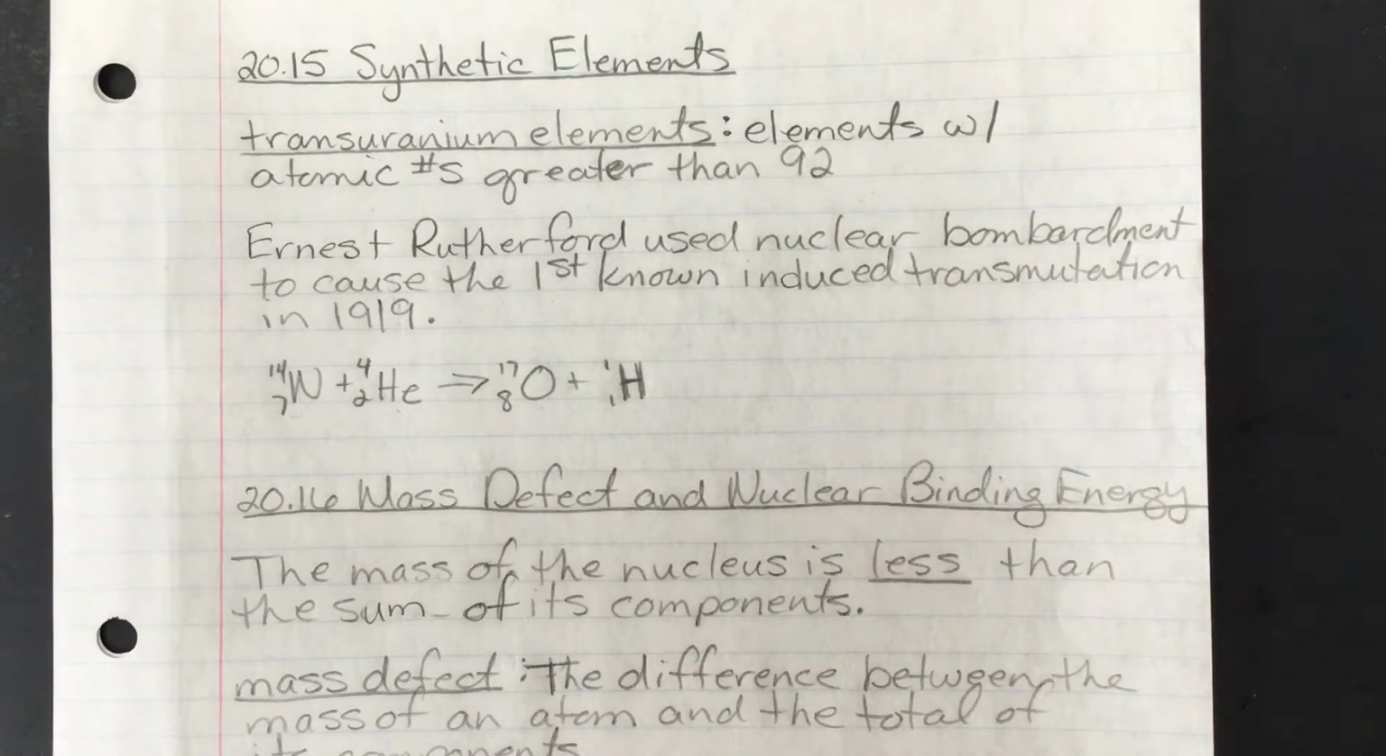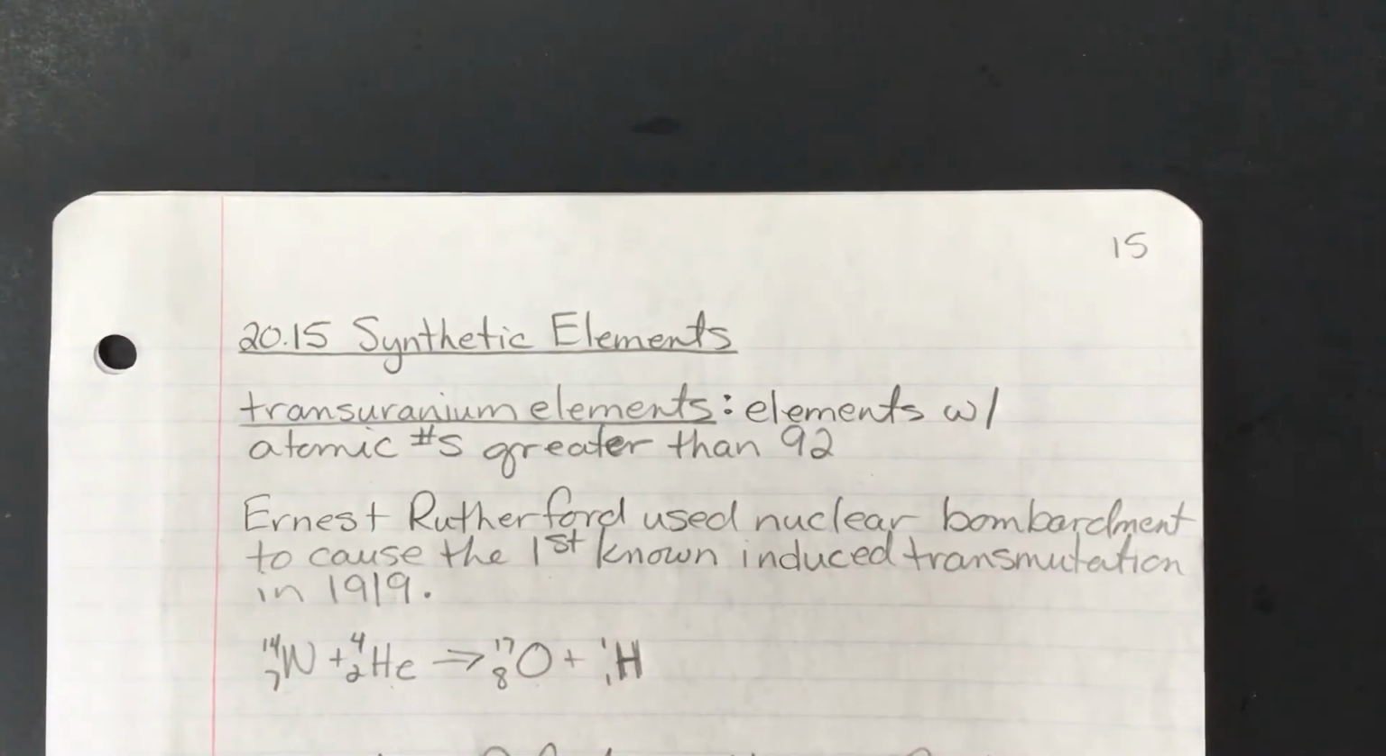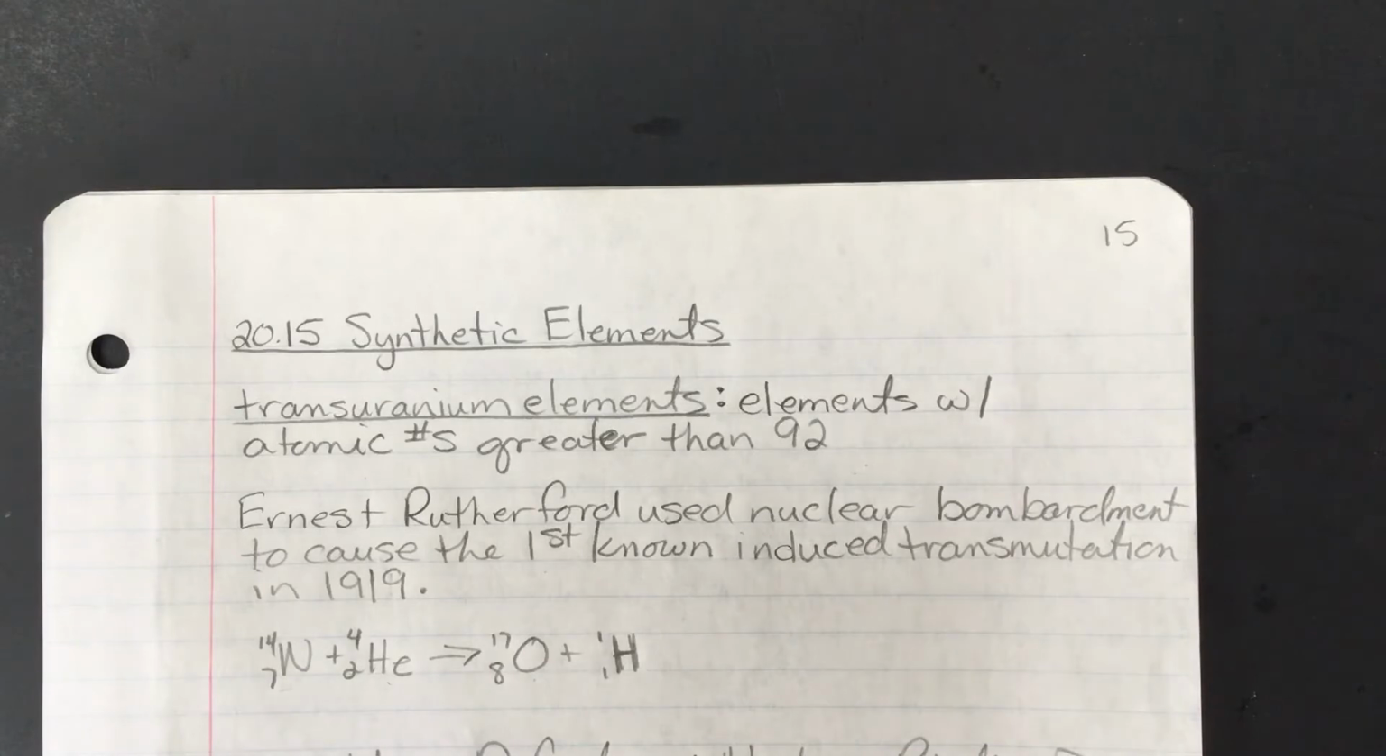Well, we're continuing on with our discussion of nuclear chemistry. We've talked about natural radioactivity, and now we're talking about induced reactions. And so today we're going to talk about section 21.5, synthetic elements. So go ahead and take a few seconds to copy down these notes.